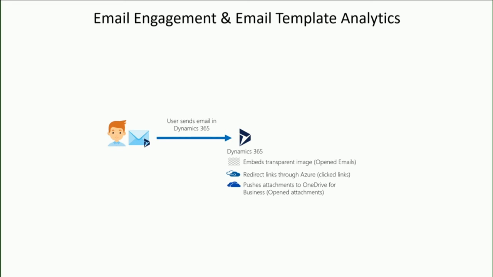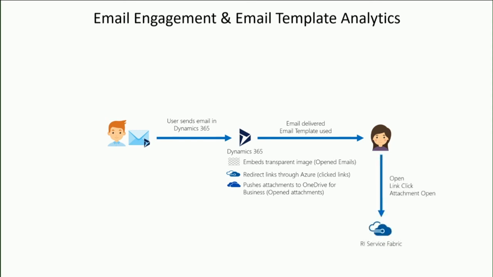And these are very key scenarios. Whenever they open that, maybe they are going to do some annotations on your documents, and you want to know about it, whether they are changing something in your document about a quote, so that you can respond immediately to the customer. Once you have this email delivered, you have the email template, so we can do template analytics on top of it, and I'll show you in a bit. So open, link click, or attachment open, those are the KPIs that we compute through this RI service fabric.